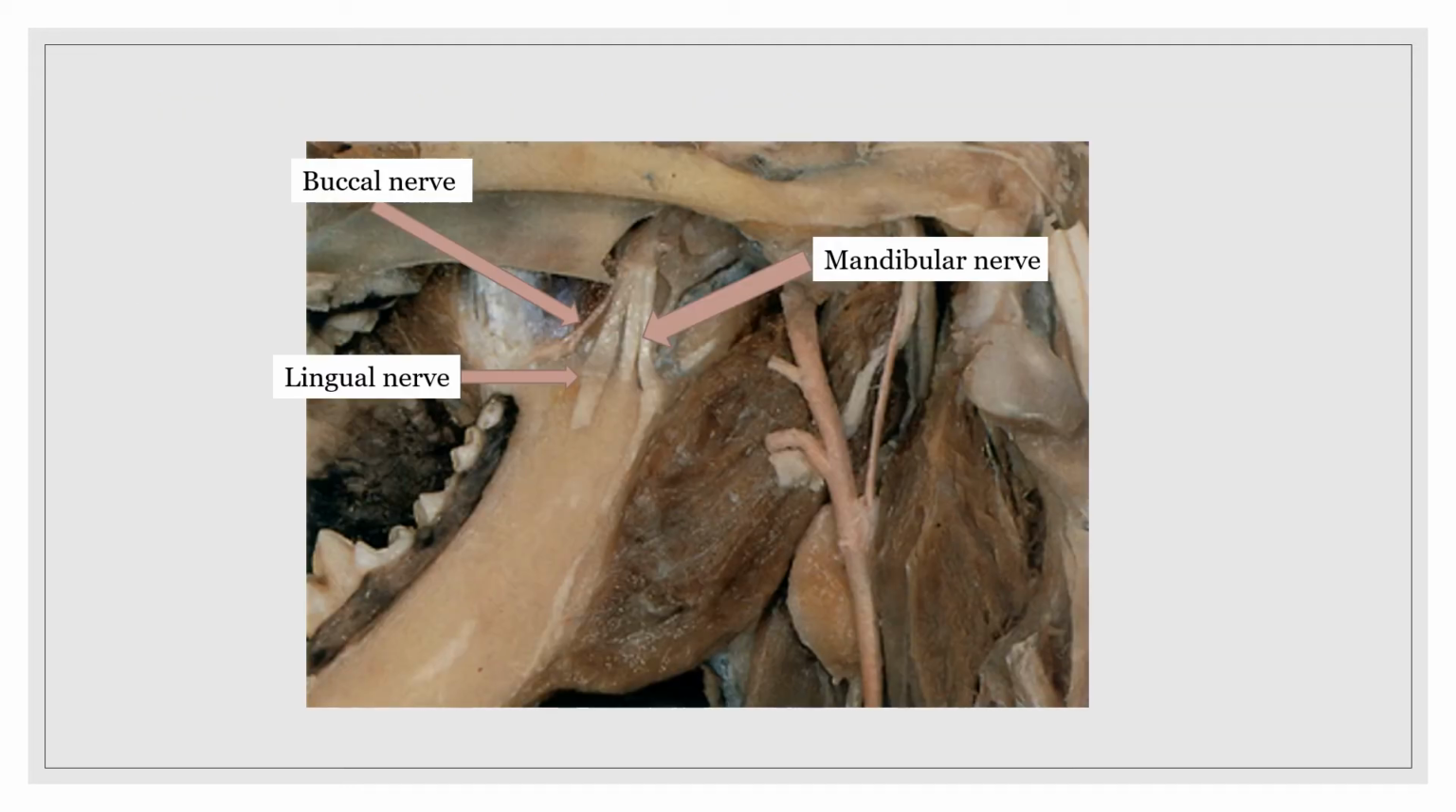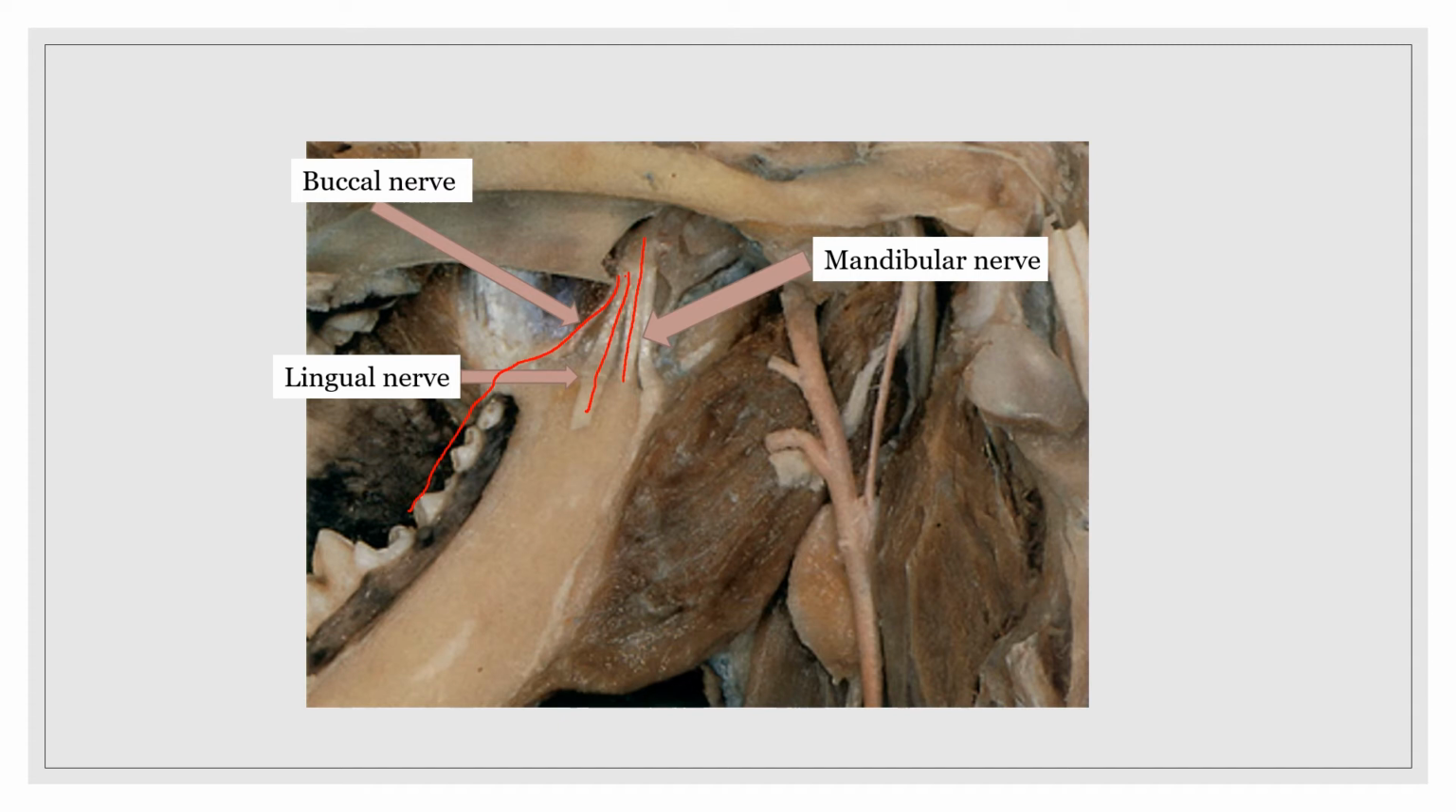Here we have a deep dissection towards the vertical ramus of the mandible. You can see the mandibular nerve here as it enters the mandibular foramen. You can also see that there's the branch here, which is the lingual nerve. Here's the other branch, which is the buccal nerve that supplies the buccal mucosa around the molar and premolar teeth.